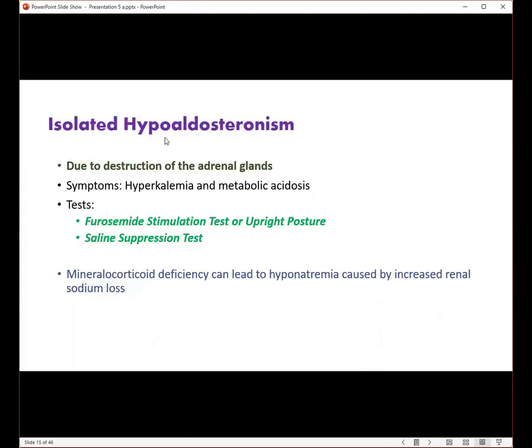So we have here isolated hypoaldosteronism. It is due to the destruction of the adrenal glands. So of course, if our adrenal glands are destroyed, then there will be hypoaldosteronism. It will result in hyperkalemia. Why? Since you don't have aldosterone, there will be no retention of sodium, meaning there will be no excretion of your potassium. So there is hyperkalemia now, and metabolic acidosis. So the tests are the furosemide stimulation test or upright posture, and the saline suppression test. So mineralocorticoid deficiency can lead to hyponatremia caused by increased renal sodium loss.